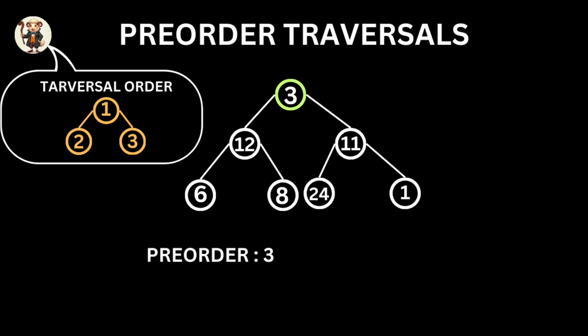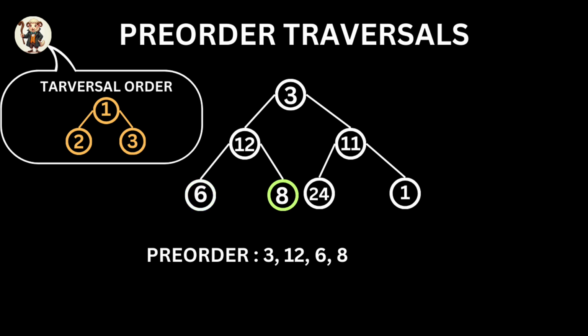We start at the root, which is 3. Next, we move to the left node, which is 12. Since 12 acts as the root of its subtree, we continue our order by first moving left to 6. After visiting 6, we then go to 8, which is on the right side of 12.